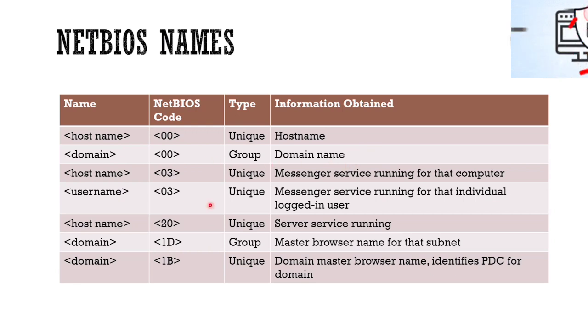And then you'd have 03, that's the messenger service, and that implies the user that's logged on at that moment. Then 20 implies that, hey, I am a file and print server. And 1D means I'm a master browser for that particular subnet. Back in the old days of NT, the master browser would collect a list of all the available machines on the network and then share that list with other computers. Or, if I am in a domain, then 1B is I'm the PDC emulator. I'm basically the boss of the domain.